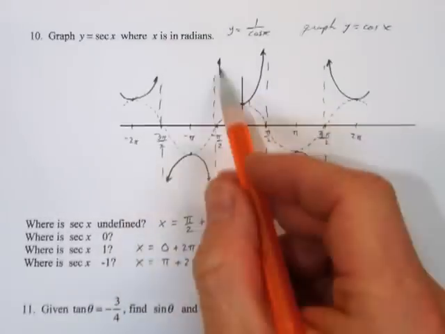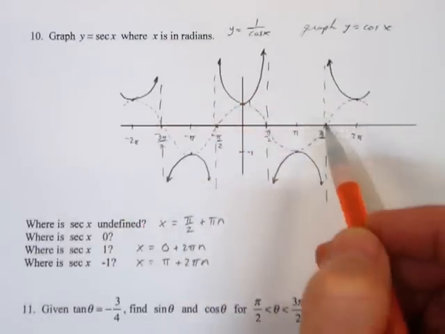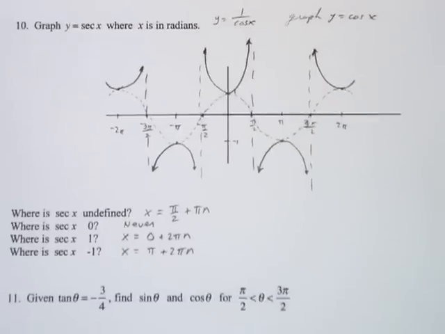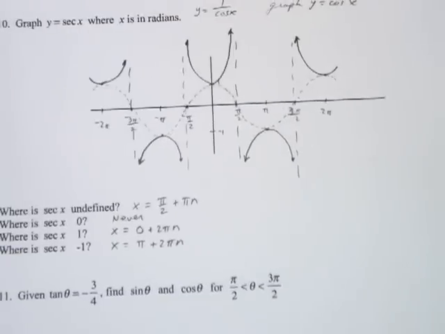Where does secant equal 0? Where does this solid graph touch the x-axis? Never. At no place can you find the reciprocal and have it equal 0.